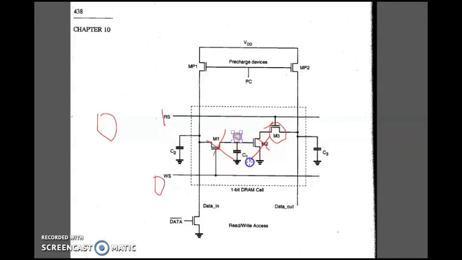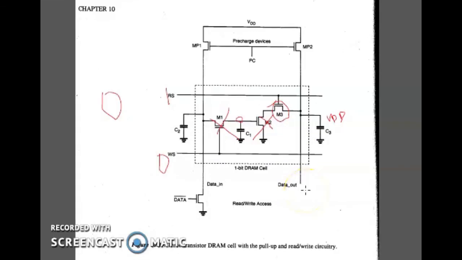M2 being off means the capacitor which was pre-charged to VDD before the read operation still remains at VDD, as there is no path for discharging. So since this bit line is still VDD, the sense amplifier senses it and detects the output as 0. So in this way 0 is read from the memory cell.